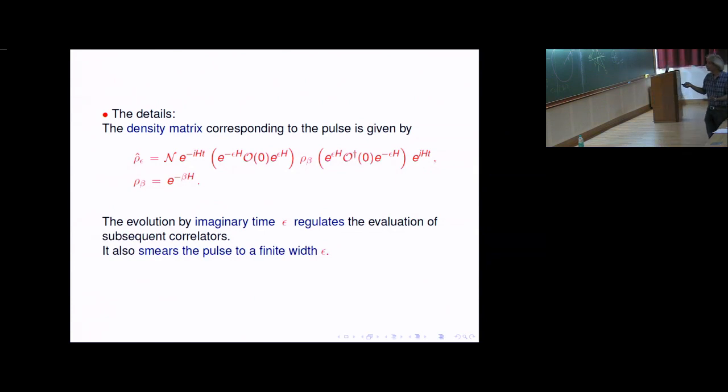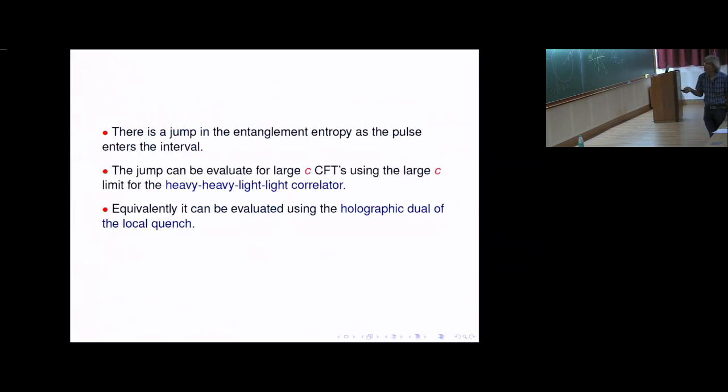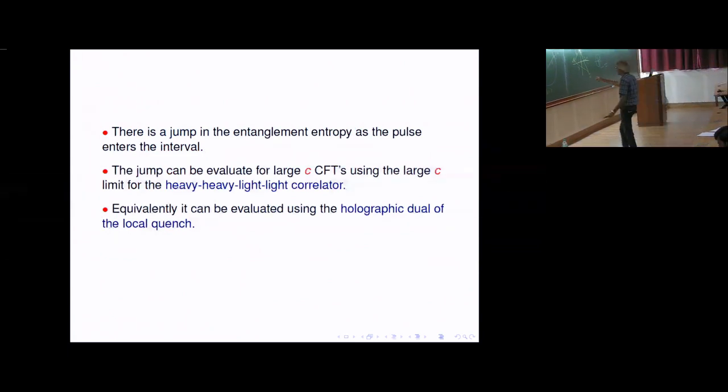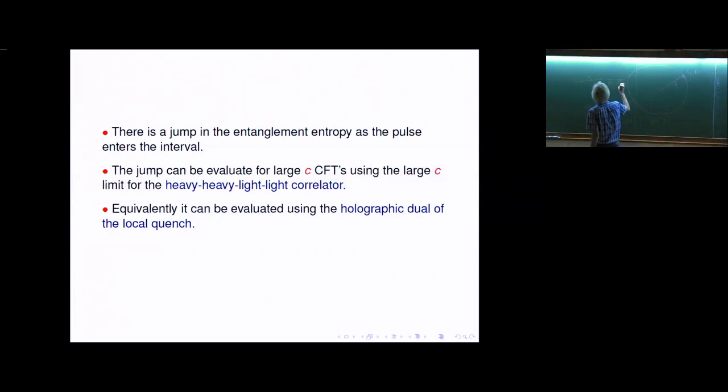And then one can verify by evaluating that the expectation of the stress tensor in this state actually has this particular feature of a pulse moving in the light cone. And of course you would expect that once this pulse crosses this interval, the entanglement entropy jumps.